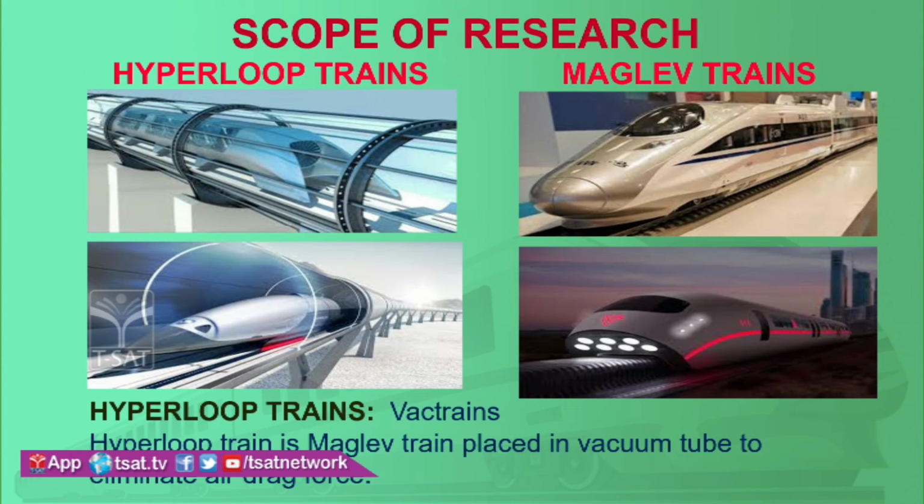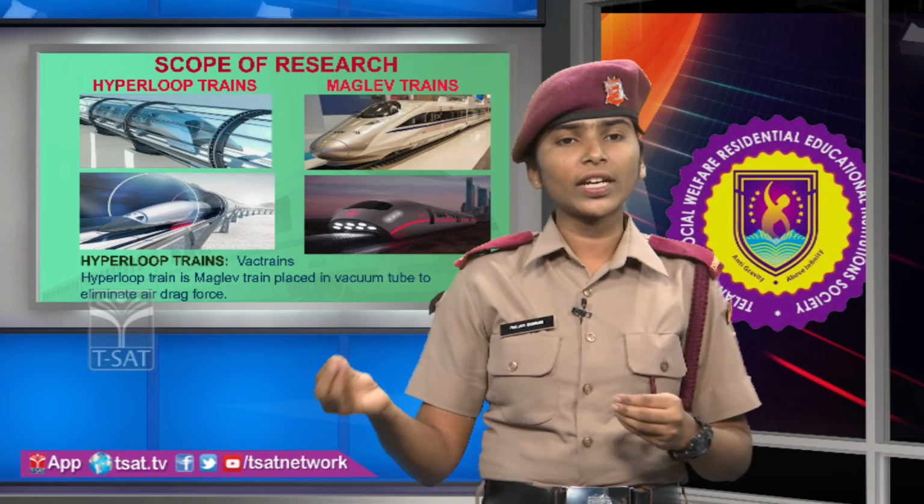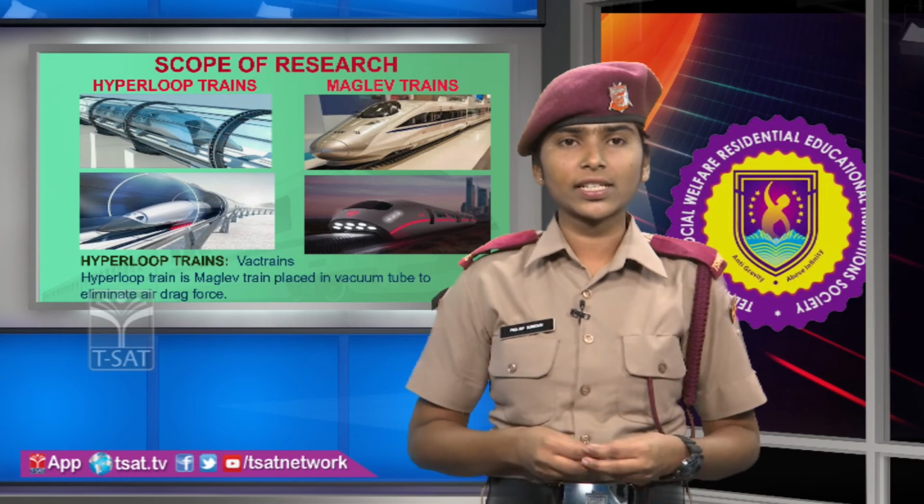If the maglev train speed is 603 km per hour, the speed of hyperloop trains is nearly 1200 km per hour. So imagine how fast the train is moving. Scientists are still designing. By 2020, hyperloop trains may come into existence.